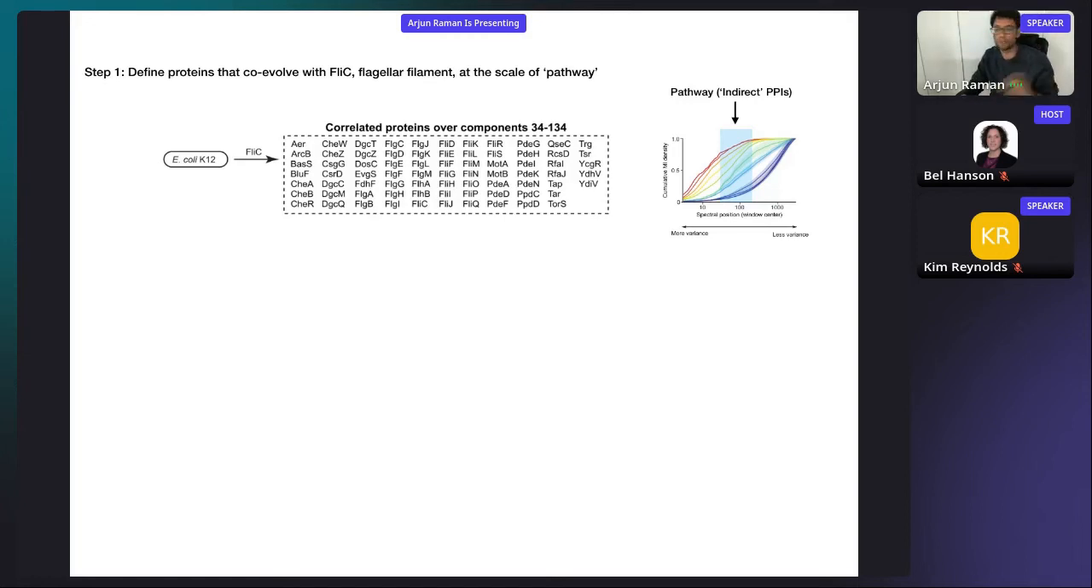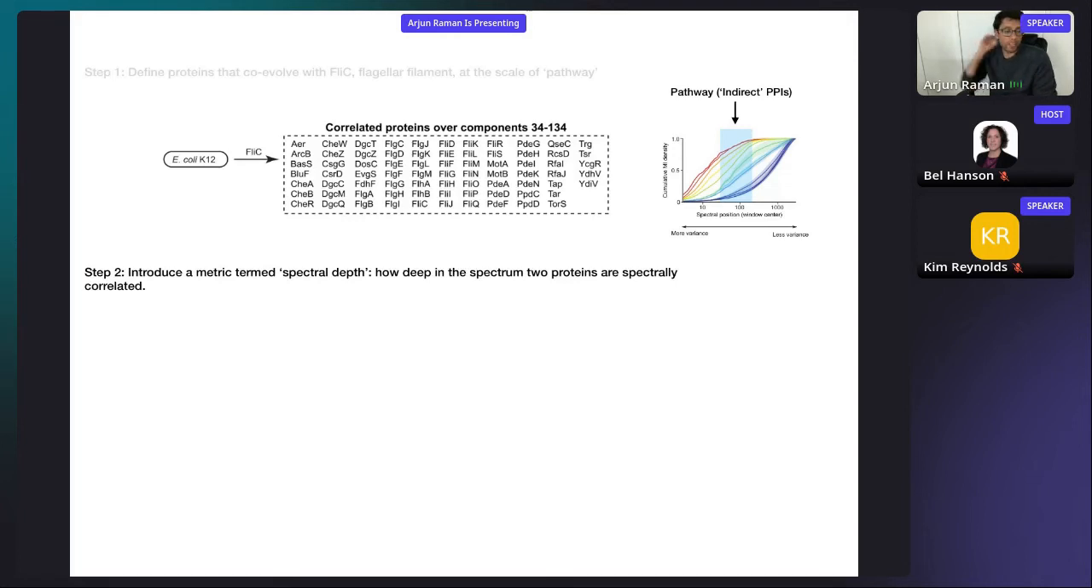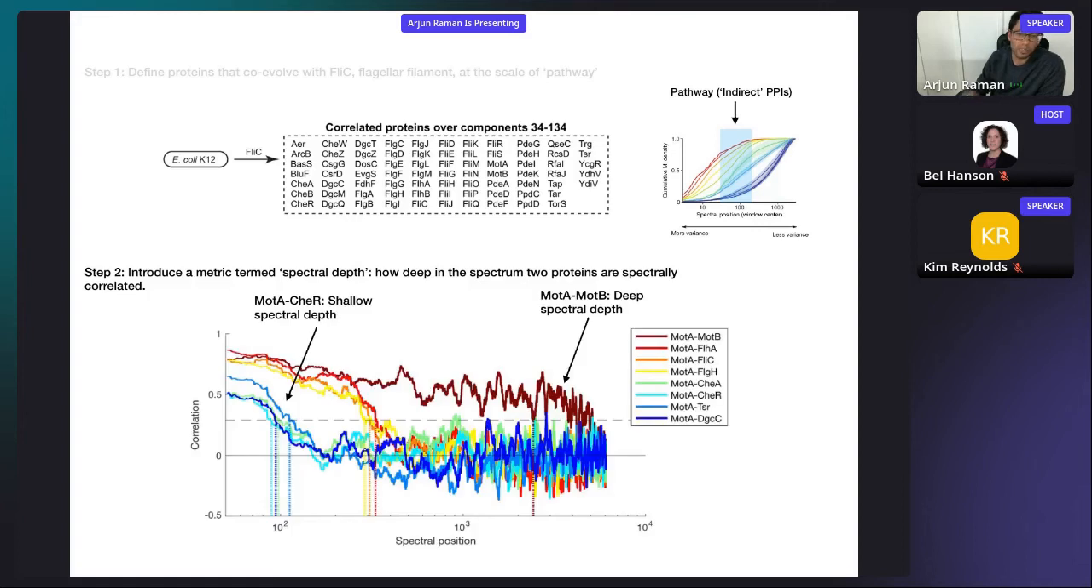And now we want to convert this into an interaction graph. So we introduced a metric called spectral depth, which is the depth in the SVD spectrum up to which two proteins are spectrally correlated. What we mean by this is pictorially represented here. What I'm showing you are traces of the spectral correlations between pairs of proteins, and those pairs are shown here. If we look at two examples, we get a sense of what spectral depth means.